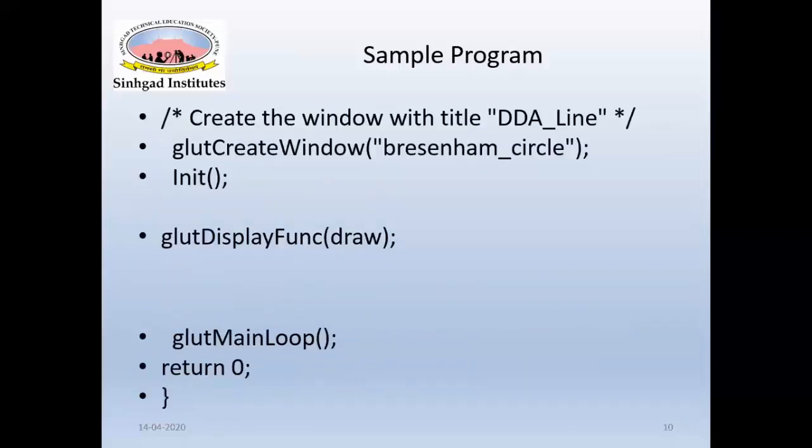The next, we are having a sample program which is going to give an output window with the name Bresenham circle here, and the init method will initialize that output window. In glutDisplayFunc we are going to call the draw function, which is going to render that line and that string SKNCOE, and this is all going to persist there. For persisting it, we are going to have glutMainLoop and lastly return 0.